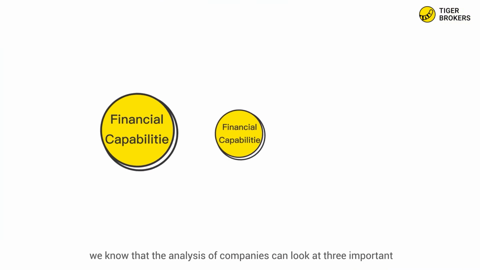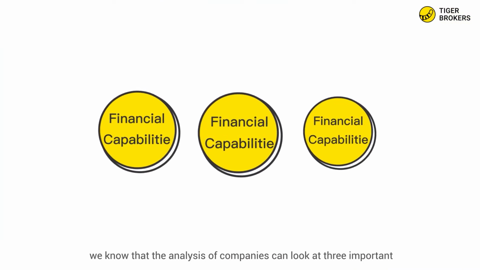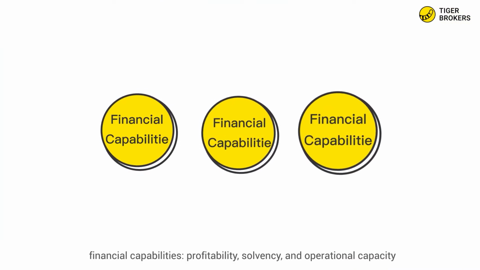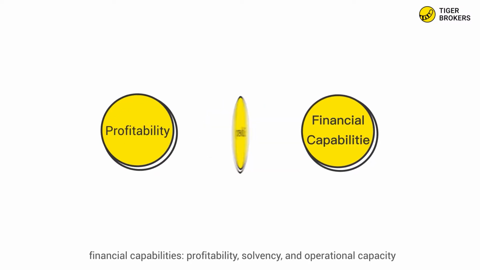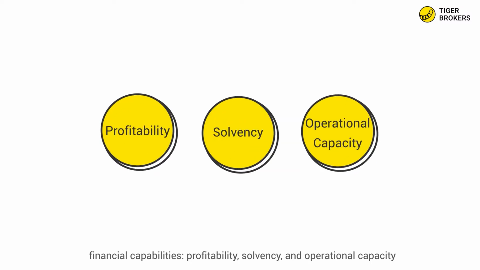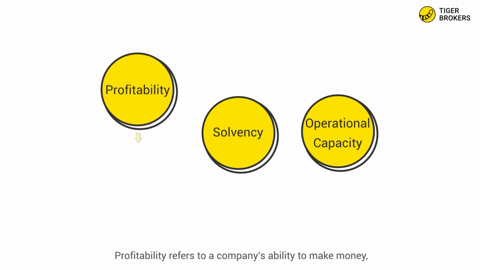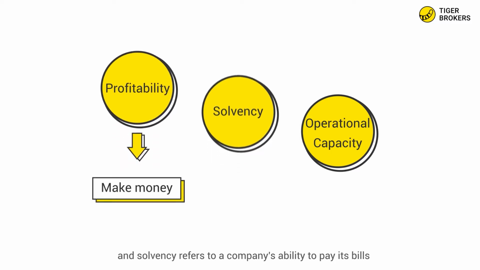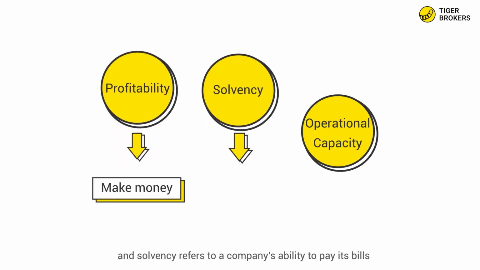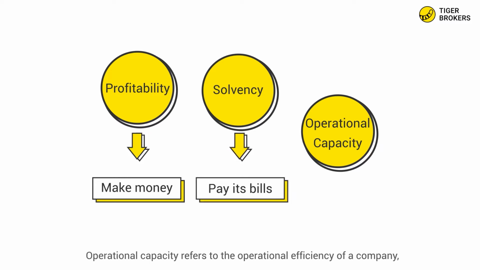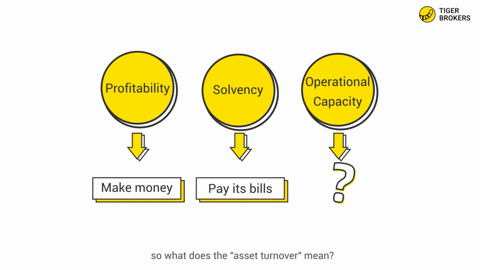So up to this point, we know that the analysis of companies can look at 3 important financial capabilities: profitability, solvency, and operational capacity. Profitability refers to a company's ability to make money, and solvency refers to a company's ability to pay its bills. Operational capacity refers to the operational efficiency of a company, which mainly depends on the asset turnover. So, what does the asset turnover mean?